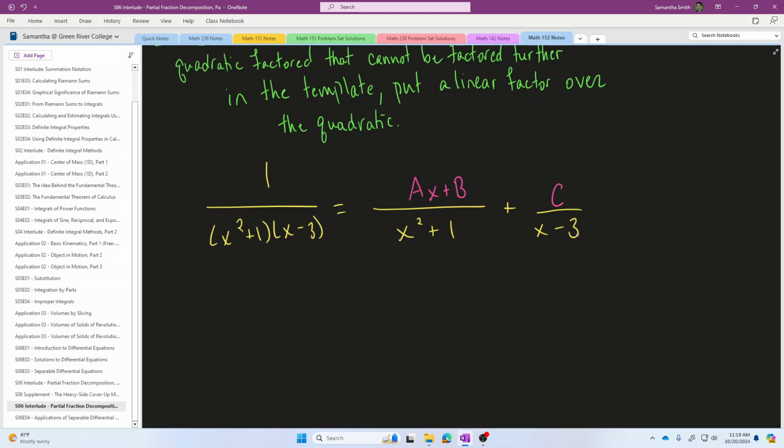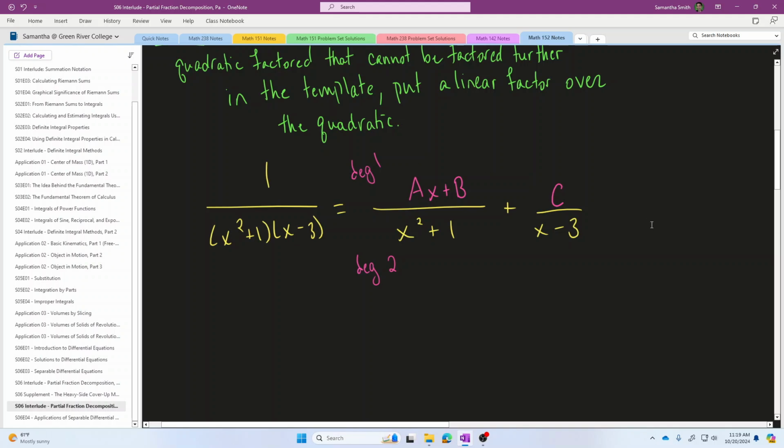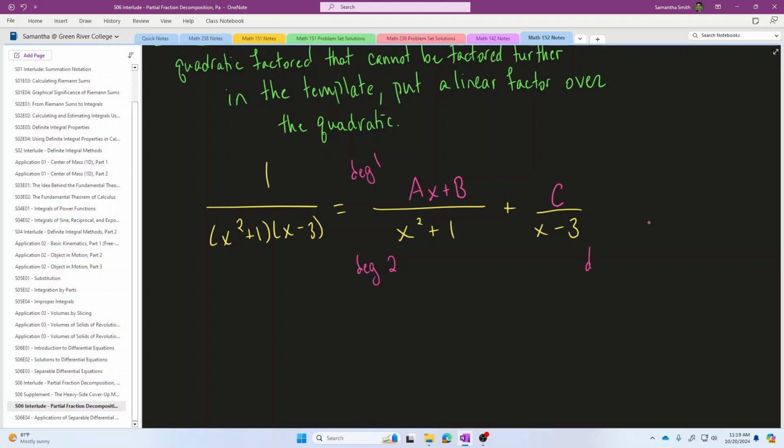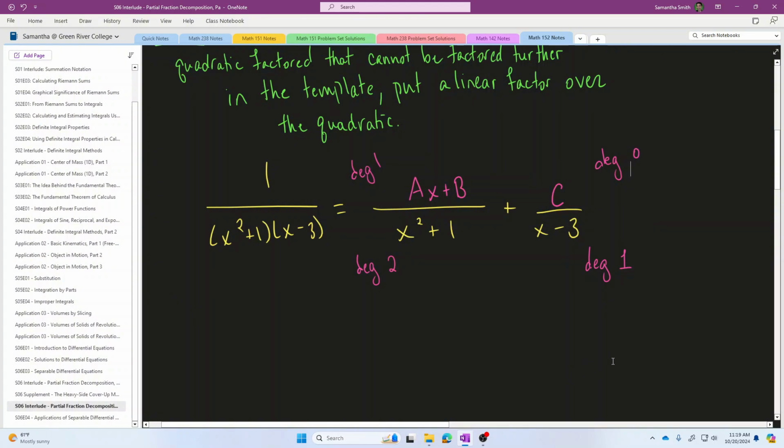In general, the pattern here is that if the degree of the denominator is whatever it is, then the degree of the numerator is going to be one smaller. So if you have a quadratic down here with 2x's, you'll have a linear in the numerator with 1x. And if you have a linear factor down here with 1x, you will have a constant factor in the numerator with no x's. So in general, the pattern is that the numerator's degree is always one smaller than the denominator's degree.